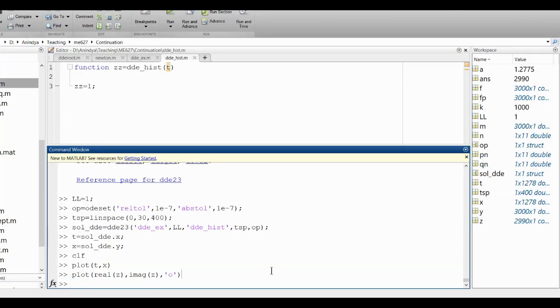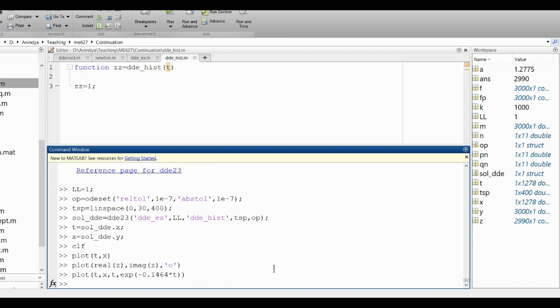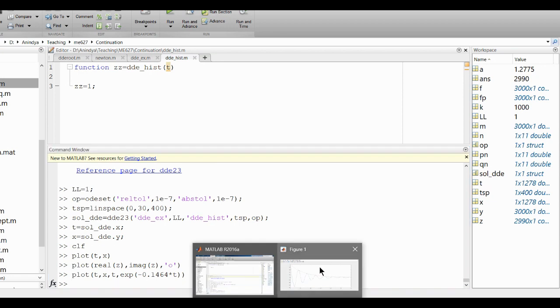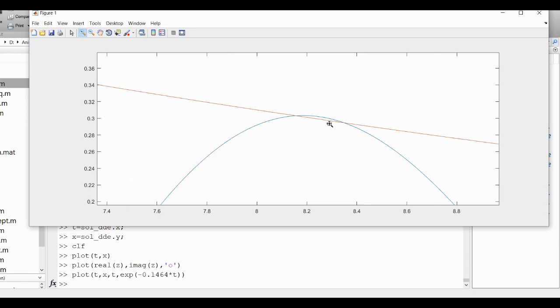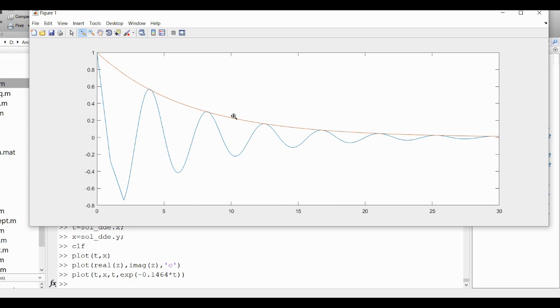So let me plot t, x, t, and e to the power minus 0.1464 times t, just to see whether the exponential rate is the same, and you will see that it is basically the same. This match is some kind of accident. It's not supposed to be exactly that, but you will see that this is the slowest decaying exponential. Is that all right? Now let us do something else.